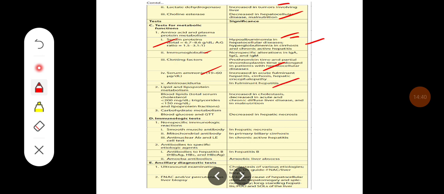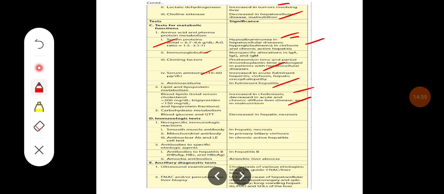Okay. So lipid metabolism is also altered in liver disease. The blood lipids, the cholesterol and lipoproteins, are increased in cholestasis and decreased in acute and chronic diffuse liver disease and in malnutrition.